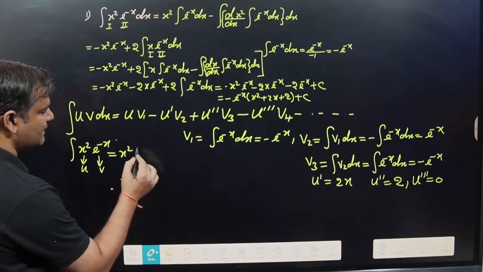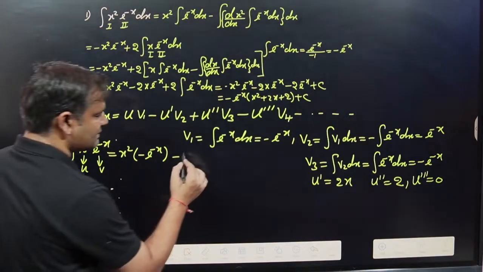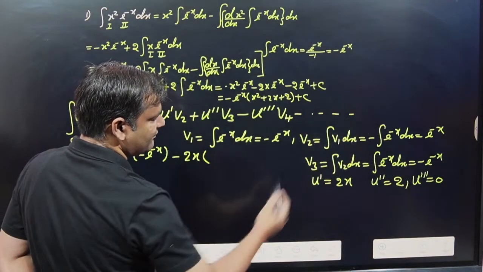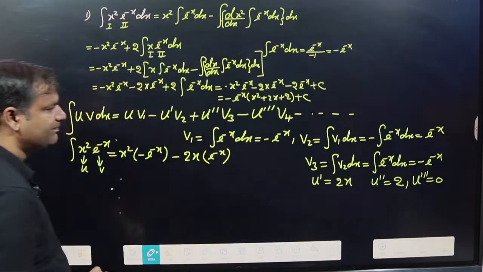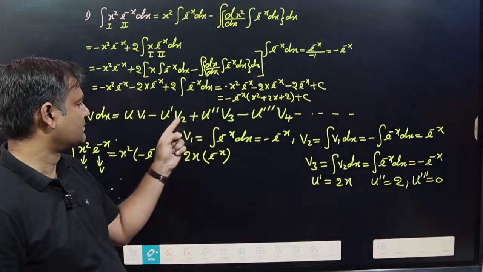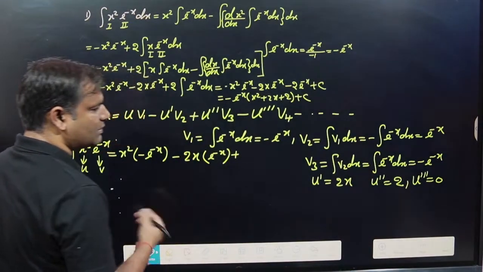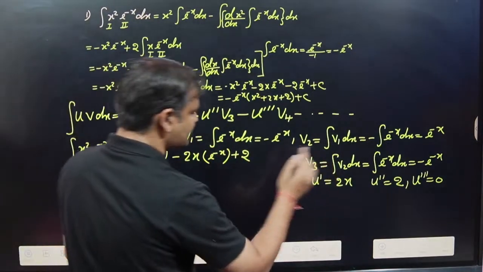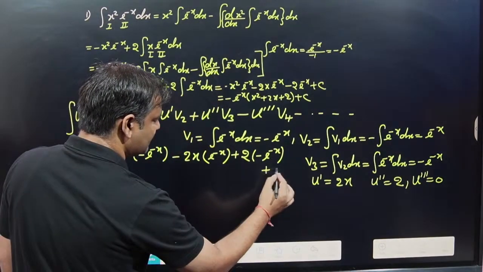Okay, now that value put here. So simply you can say u means x square, and v1 means e to power minus x, u prime means 2x, v2 means double integration of v, that is e to power minus x. Clear? Simply that value put here, v2 is e to power minus x plus u double prime means 2 and v3 means e to power minus x, so written minus e to power minus x, and after that c.